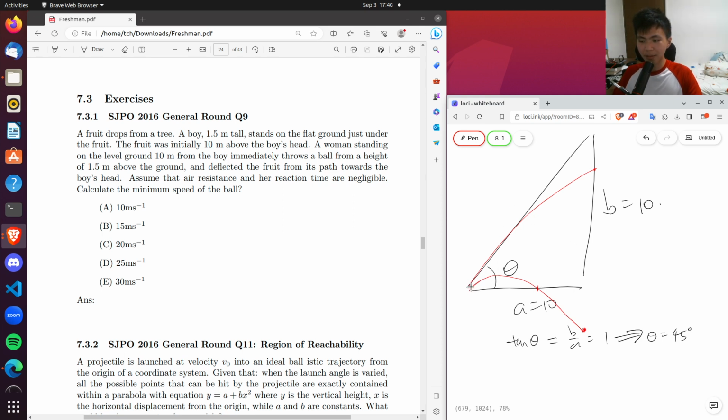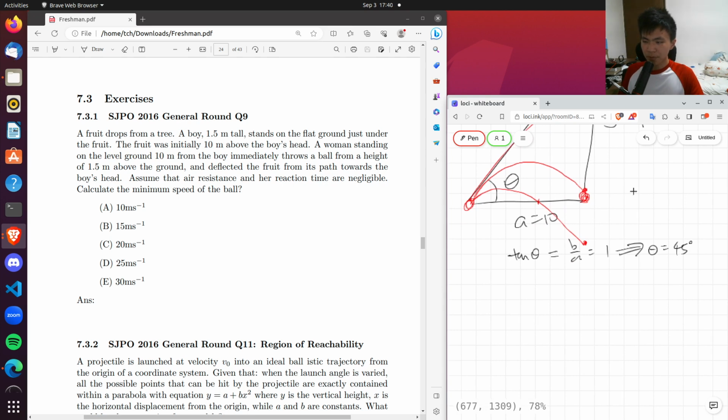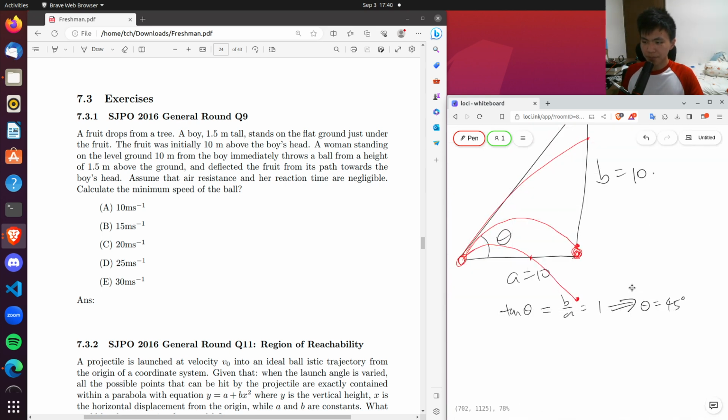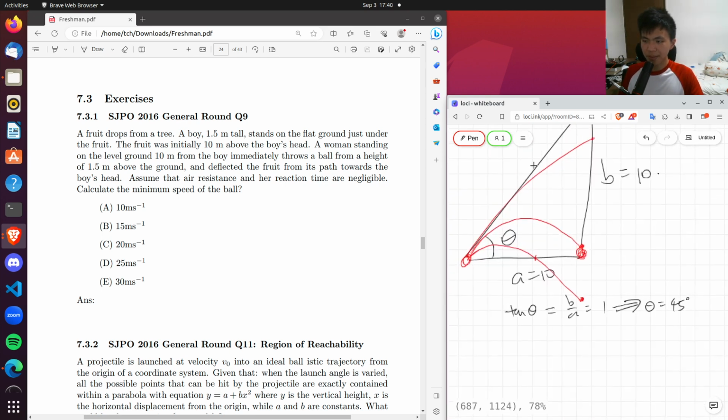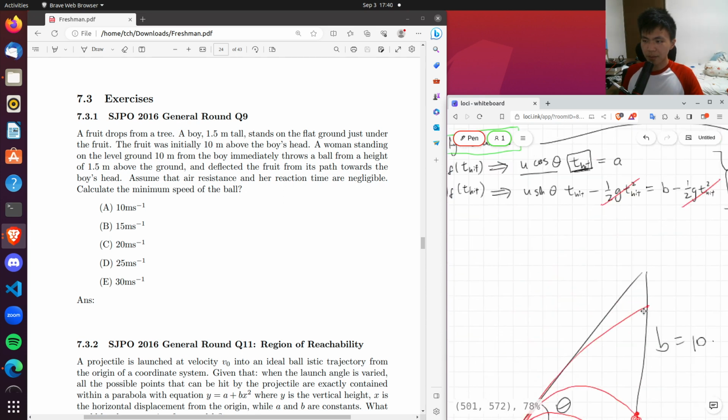So that's the minimum, since the angle is kept constant. The minimum velocity she must throw it at is the velocity such that it just nicely hits the fruit right before the fruit hits the boy's head. So in other words, it must be a parabola that starts here and ends here. Okay, so there's that.